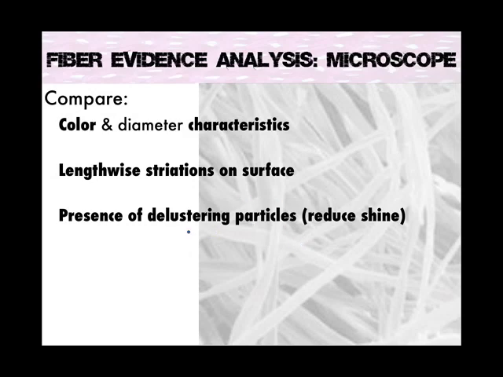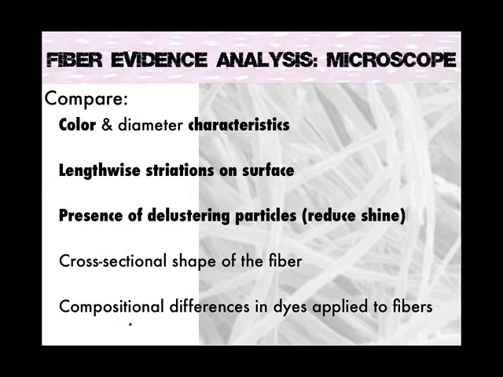And if possible, we're going to try to do the cross-sectional shape of the fiber. So you're going to look at the cross-sectional characteristics of the fiber. And we're not sure if this is possible in our lab, but we would also look at compositional differences in the dyes applied to the fibers. Textile fabrics are impregnated with a mixture of dyes, so you get the certain shade or color that you want.